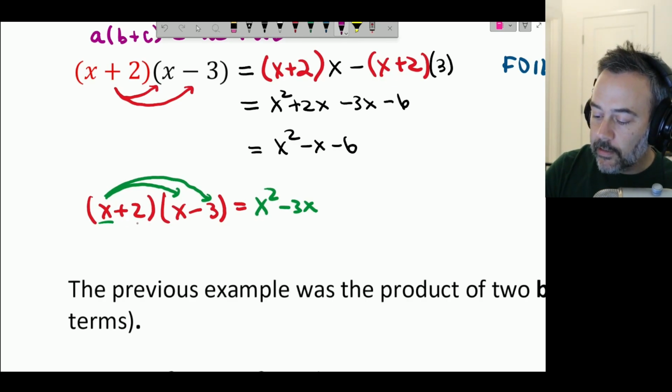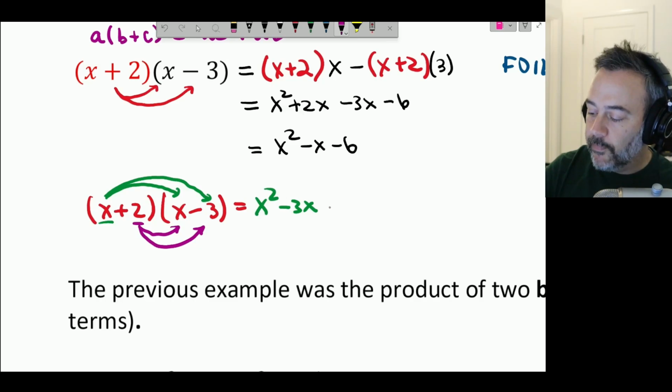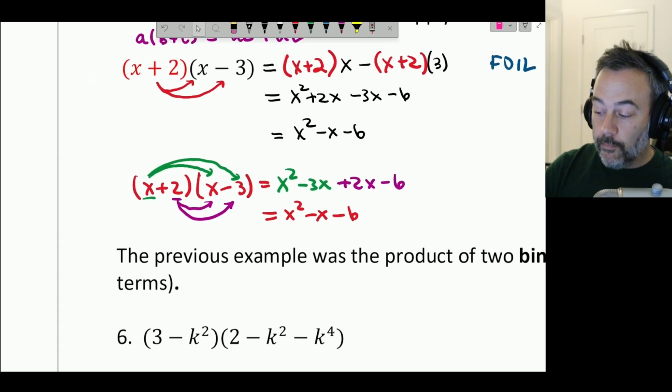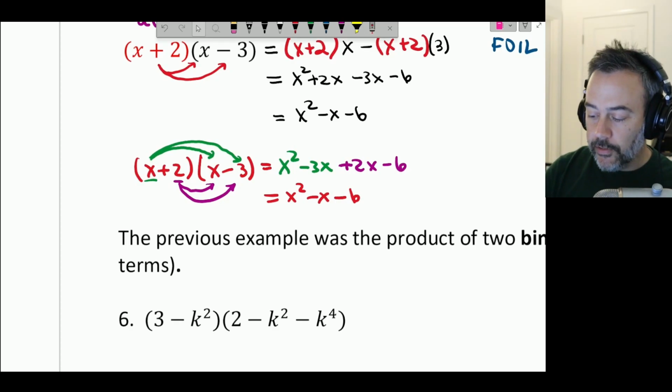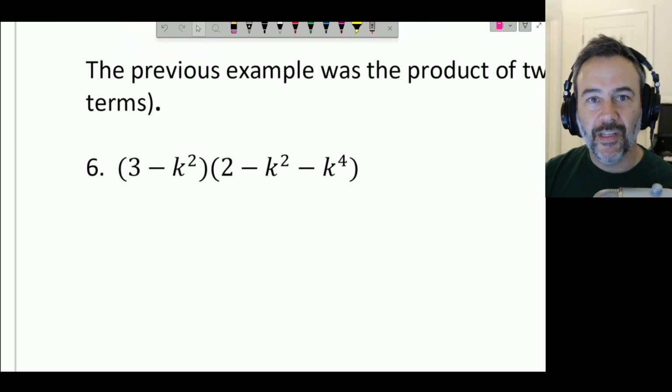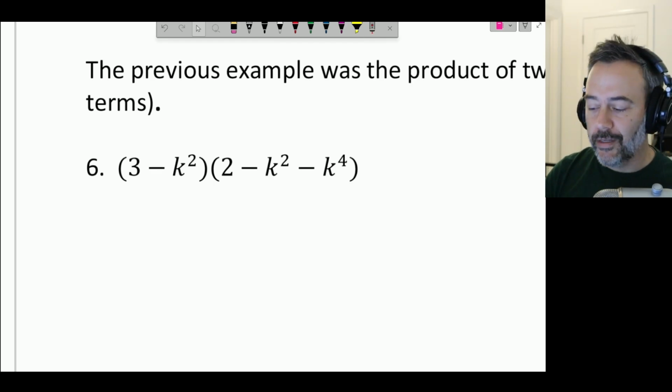Now I'm done with x. Now I do 2. Multiply 2 by x, and 2 times negative 3. So I get plus 2x minus 6, combine like terms, and you're done. X squared minus x minus 6. Okay, my way is a little faster. And also it generalizes, so you don't have to have any mnemonic. It generalizes to anything you multiply out.